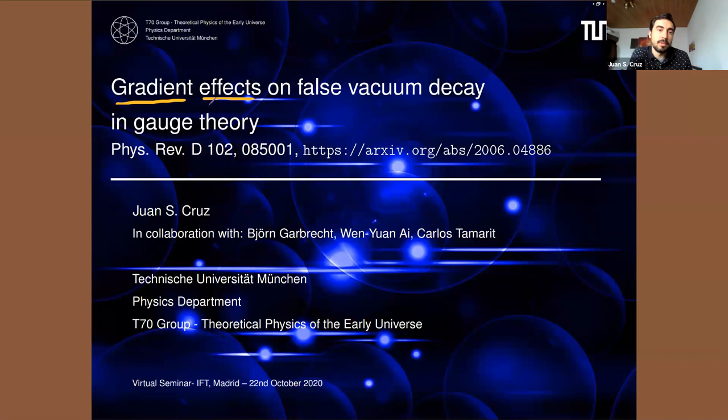Our setting, our toy model, will be one with a gauge field, and I will give you more details once we go into them. Here is the reference of the paper if you want to check it completely in detail. This was made in collaboration with my supervisor, Bjorn Garbrecht, another PhD student, Juan, and the postdoc, Carlos Tamari. And without much more, let's dive in.